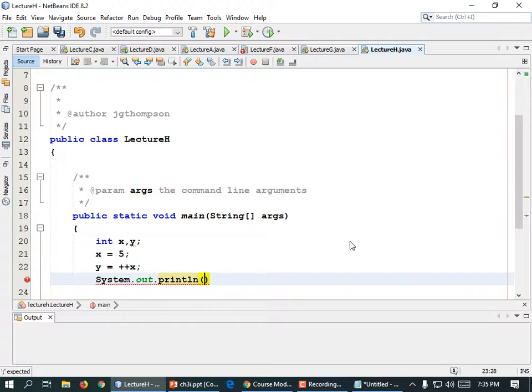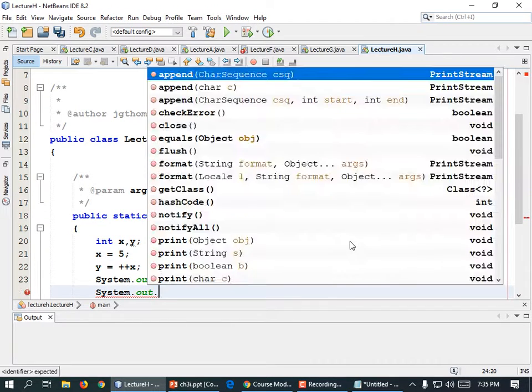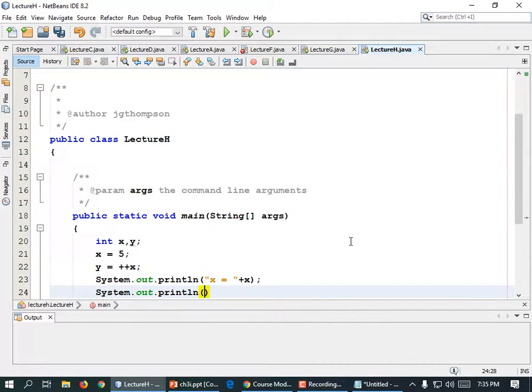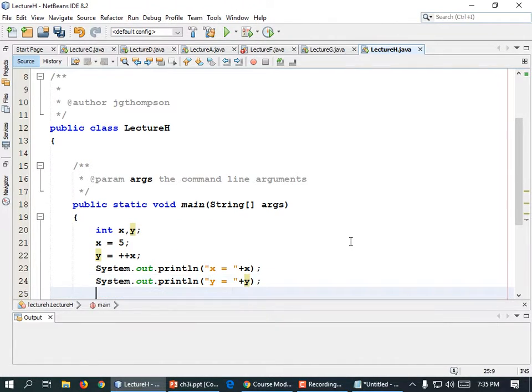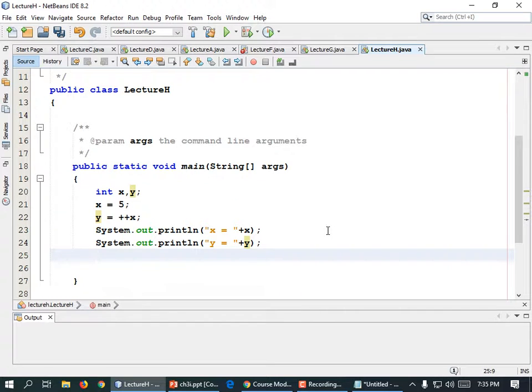System.out.println, parentheses, quote, x equals, end quote, plus x, in parentheses, semicolon. System.out. Do the same thing for y. So when we run this, it's going to say that they're both equal to 6.